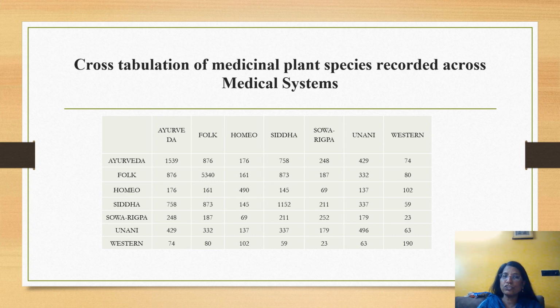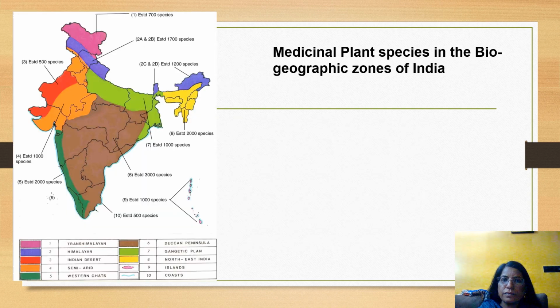And as the tabulation shows, the highest number of plant species is used in folk medical systems. We have to understand that there are medical systems that have been documented and well written, whereas folk is not a written system. Ayurveda, Unani, Siddha, Sowa-Rigpa, they all have a written traditional system, whereas folk is transferred through word of mouth.